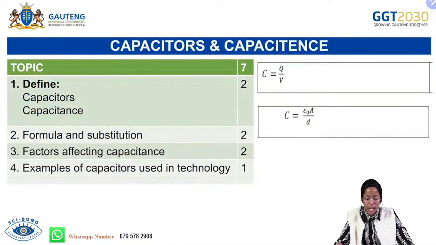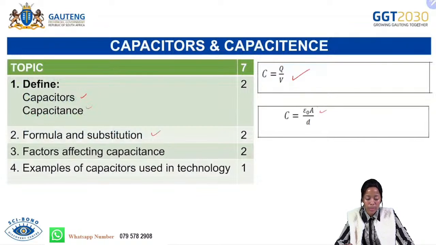Now we have capacitors and capacitance. Again, very important. You need to make sure that you are able to define the following capacitors as well as the capacitance. And then again, remember, we are saying that you are going to be defining according to the examination guidelines. Okay, with the definition again, we are saying that we are expecting the 2 marks for each definition. Okay, and then next we can have what? We can have formula and substitution. So you need to make sure that you familiarize yourself with the formulas that we have when it comes to capacitors and capacitance. So we have those 2 formulas there.